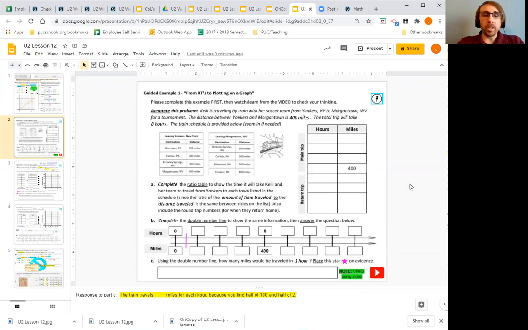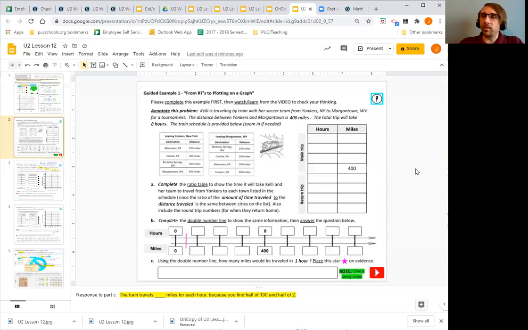Hopefully you've had a chance to already complete this slide, but if you haven't yet, please pause the video and complete your annotations and the ratio table and the double number line, and then answer the question at the end. Once you're finished with that, please unpause this video so that you can go over it and see what areas you can improve and what areas you already did well for yourself.